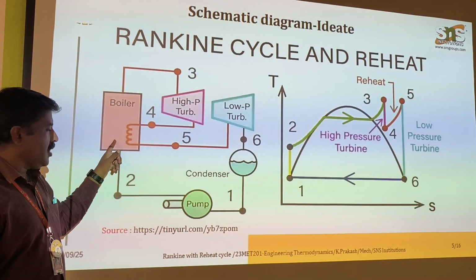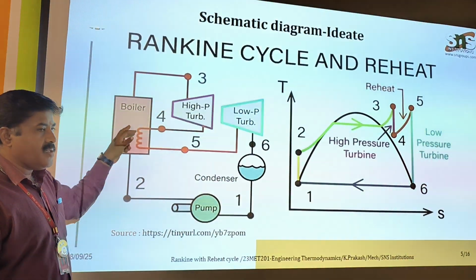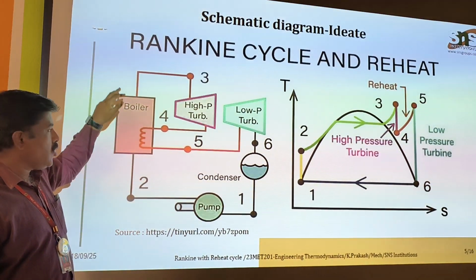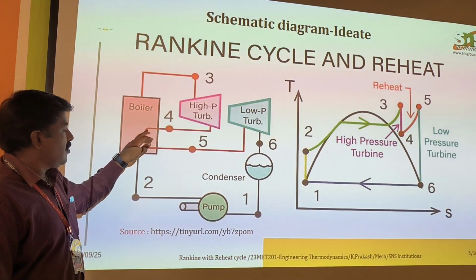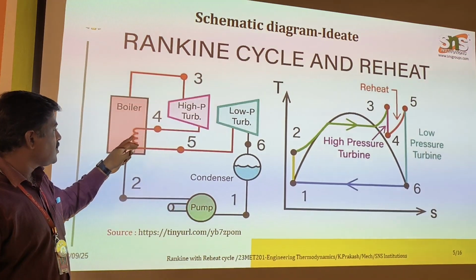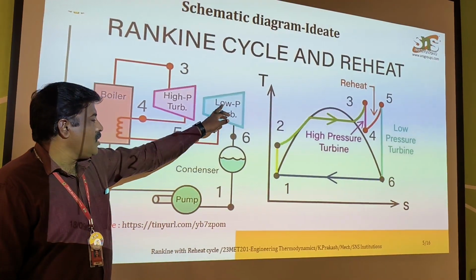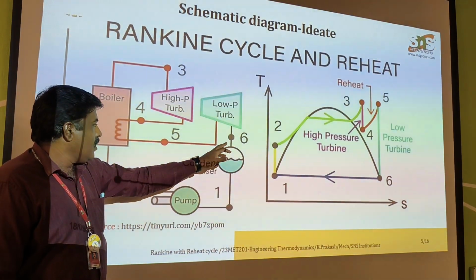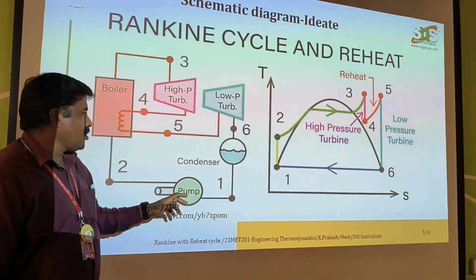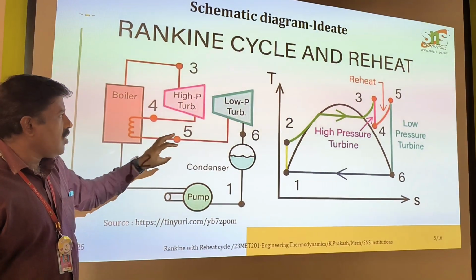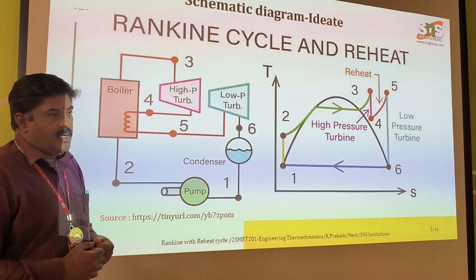In the boiler, after burning, an enormous amount of heat is wasted to the atmosphere. This waste heat going outside is reused to heat this dry steam. This dry steam is heated again and becomes superheated steam. It then runs the low pressure turbine, and the condensate becomes water and comes to the pump. So what is the advantage of this? What is the comparison of the Rankine cycle and the reheat cycle?